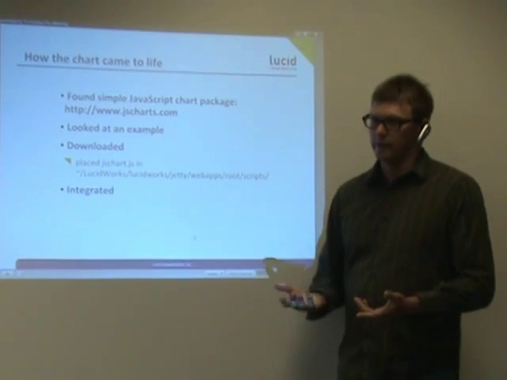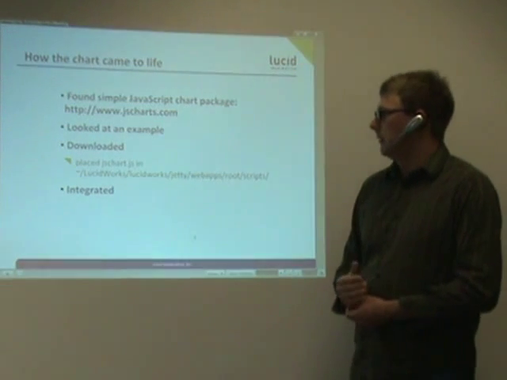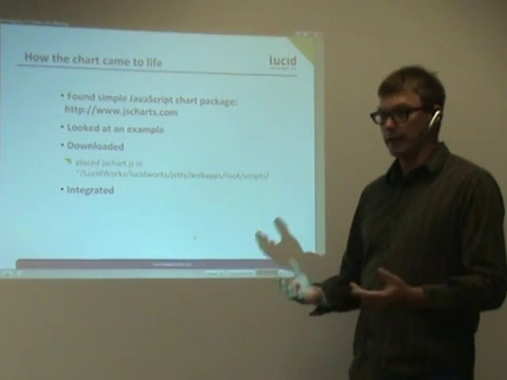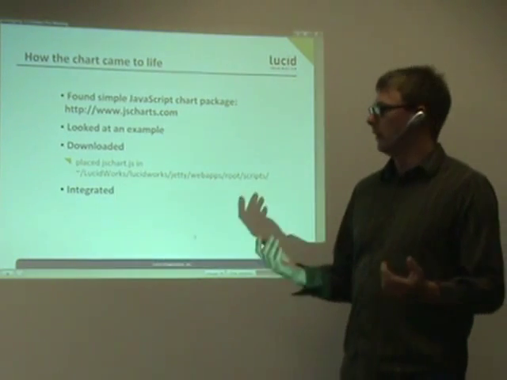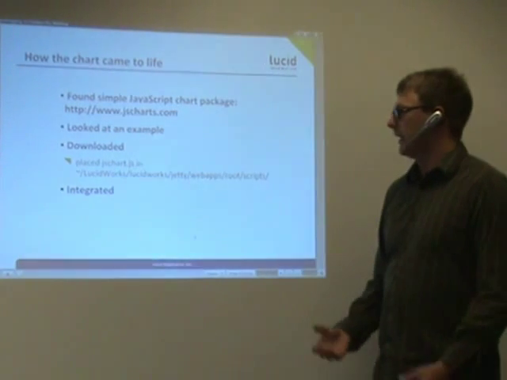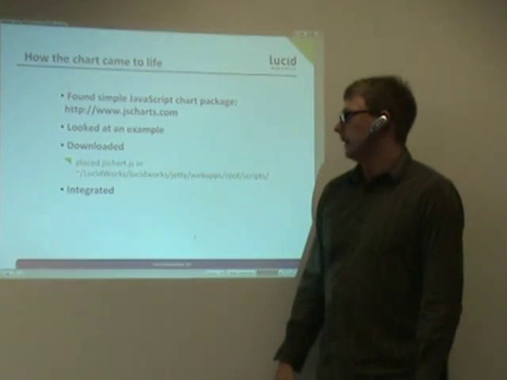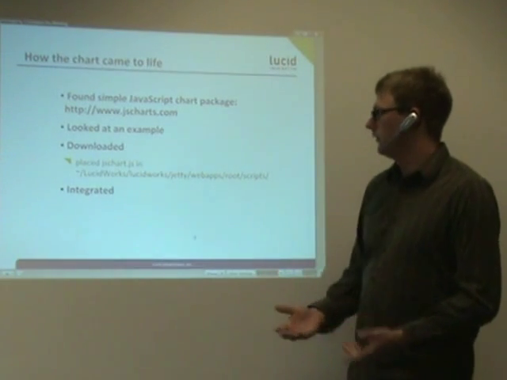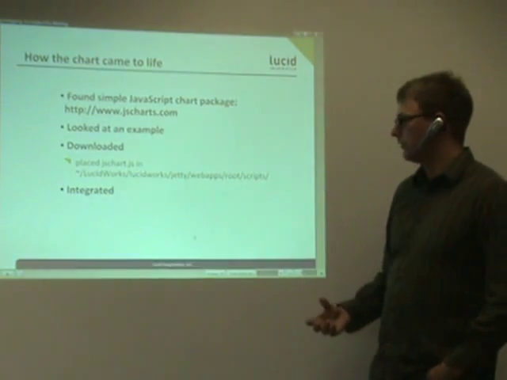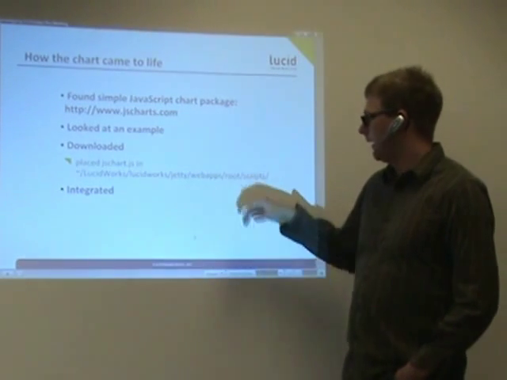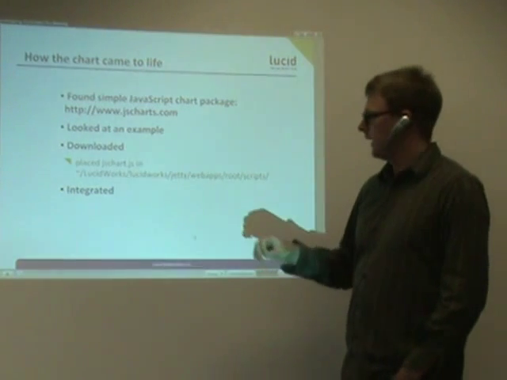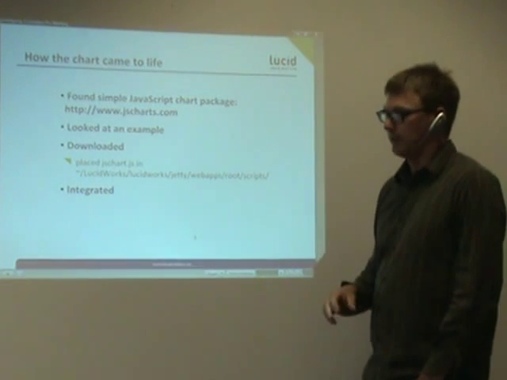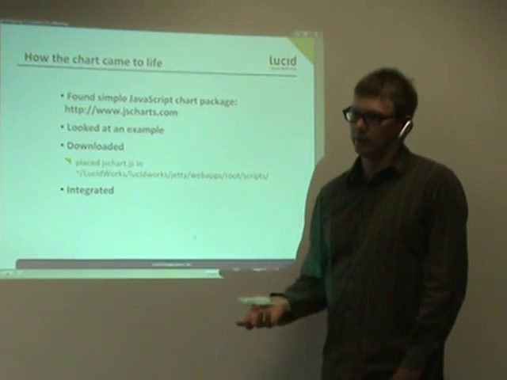Now, how did I get this JavaScript stuff to work in there? I did not have any pre-canned JavaScript pie chart knowledge. I just Googled for JavaScript pie chart, and I came across this JS Charts. I looked at an example. It looks easy enough to integrate, so I downloaded it. I placed the jschart.js file, so one single JavaScript file, within the root directory. I created a script subdirectory within the Jetty. I'm using Jetty in this particular case, not Tomcat, and I placed that JavaScript library there.